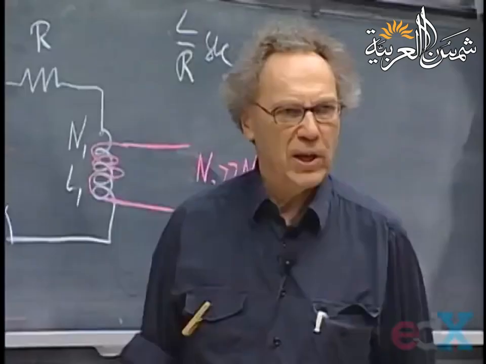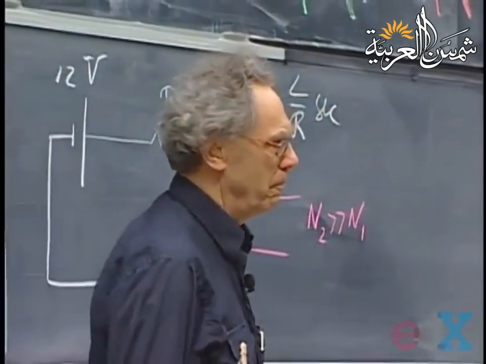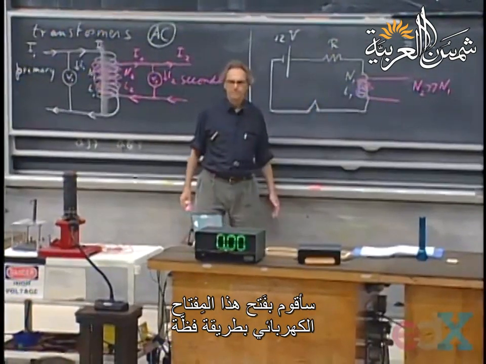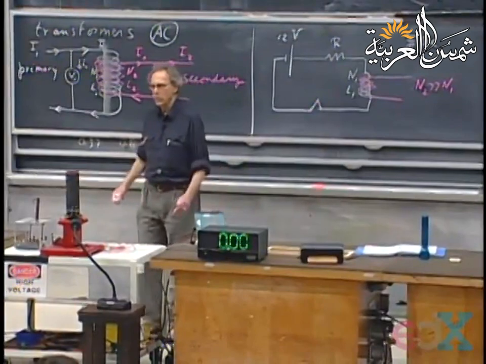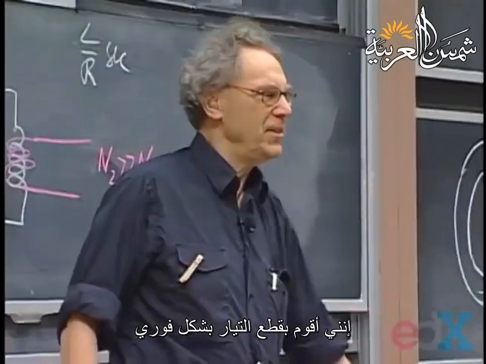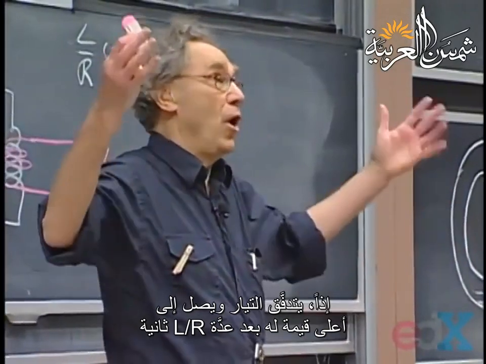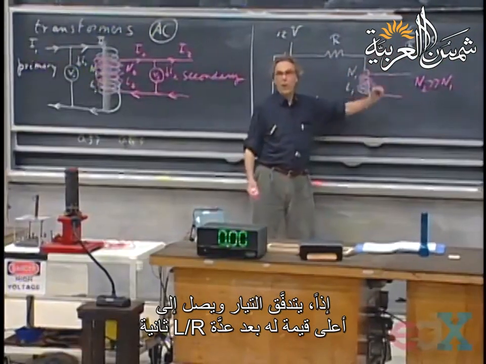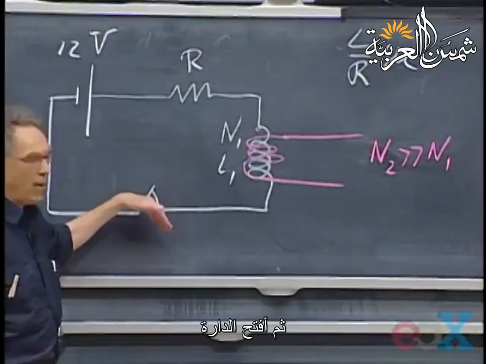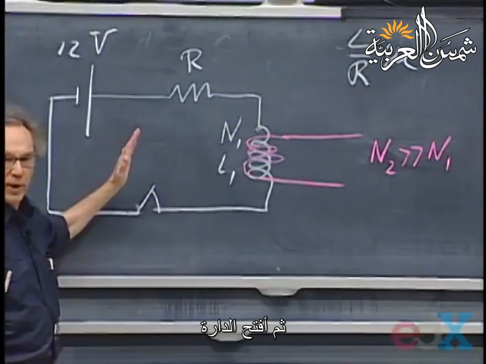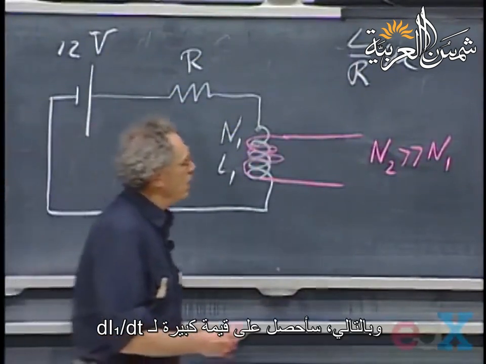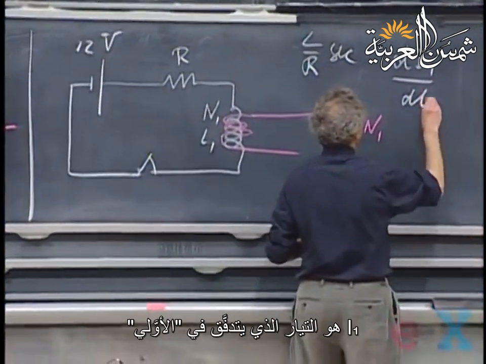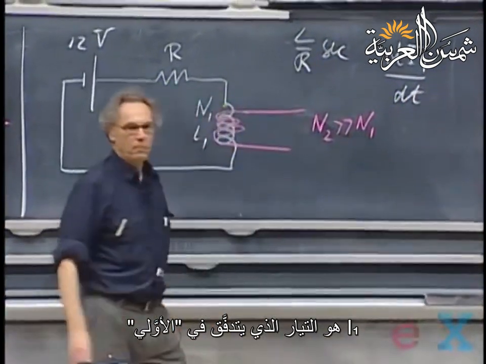And now I'm going to do something extremely cruel. I'm going to open this circuit, open the switch. Imagine what I'm doing. I'm cutting instantaneously the current. The current is going happily, reaches a maximum value after several L over R seconds, and now I open it up. So I get a huge value for the dI1/dt. I1 is now the current in the primary.